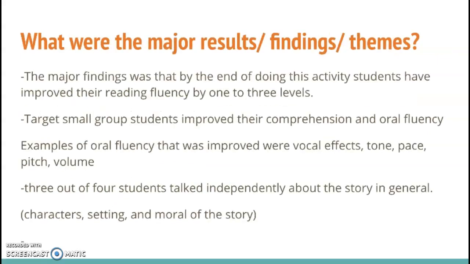Next, what were the major results, findings, and themes? Major findings was that by the end of doing this activity, students had improved their reading fluency by 1 to 3 levels. Next, the target small group students improved their comprehension and oral fluency. Examples of oral fluency that was improved were vocal effects, tone, pace, pitch, and volume. 3 out of the 4 students talked independently about the story in general. What they talked about independently were characters, setting, and moral of the story.